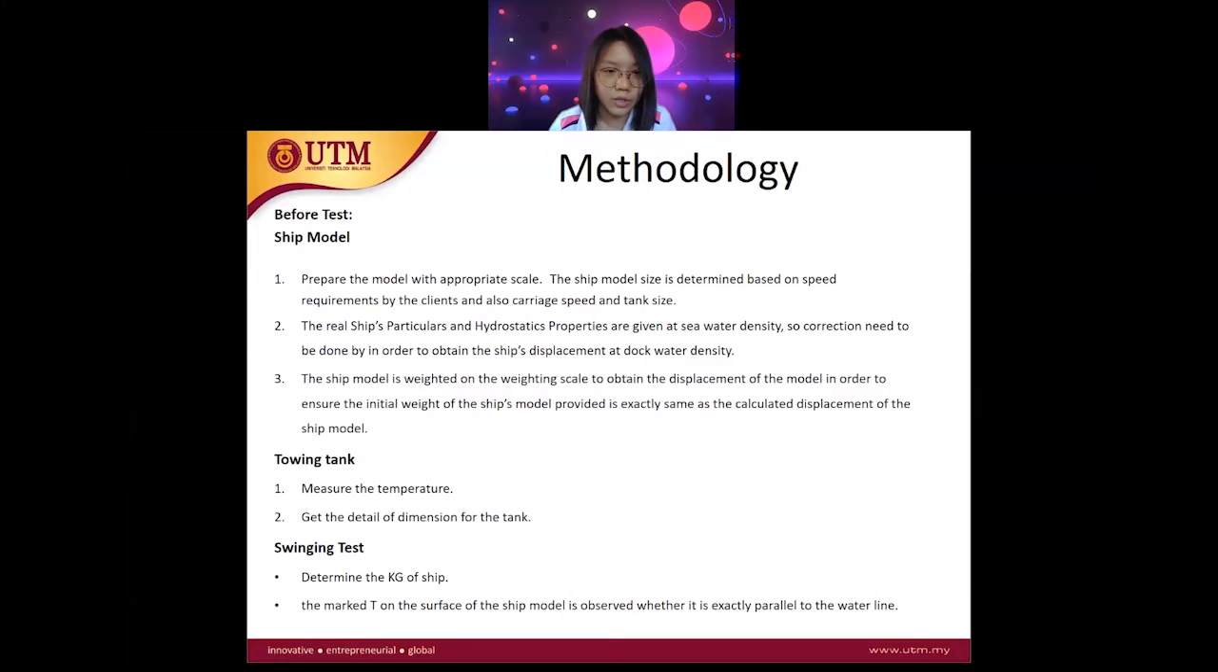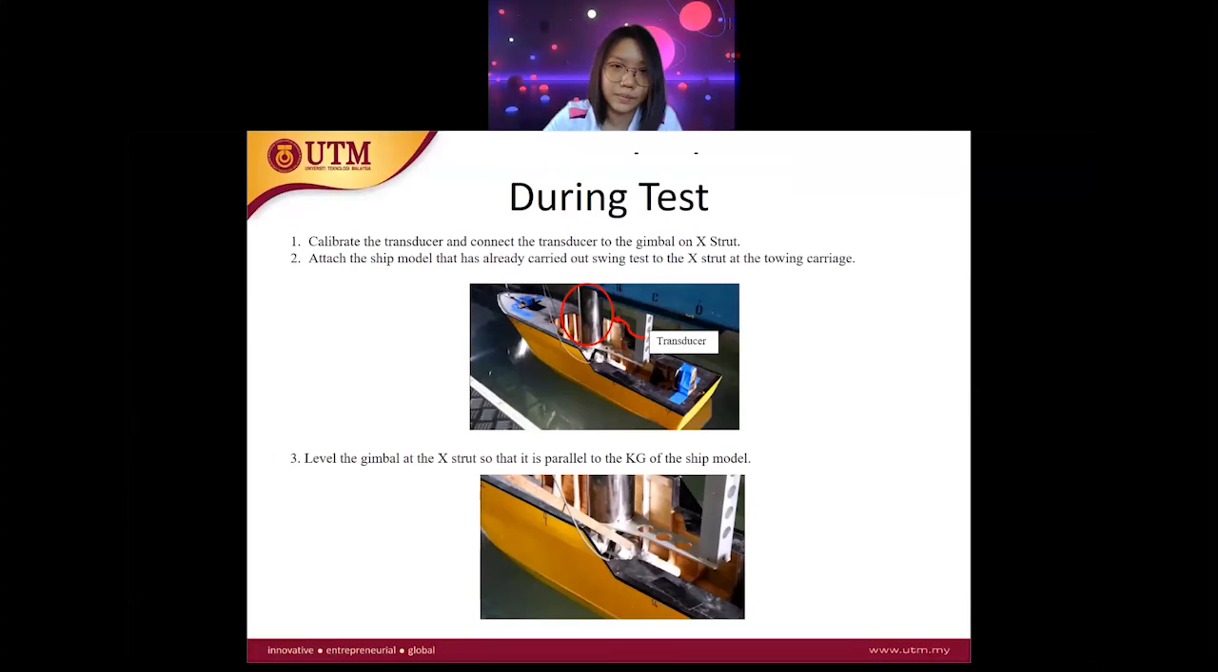ship model. Next, for the towing tank, we have to measure the temperature of the water in the towing tank and also get the dimensions of the tank. Before the test starts, we have to do a swinging test also. The purpose is to determine the KG of the ship and make sure that the marked draft, which is the T on the surface of the ship model, is observed before the test, to see whether it is exactly parallel to the waterline.